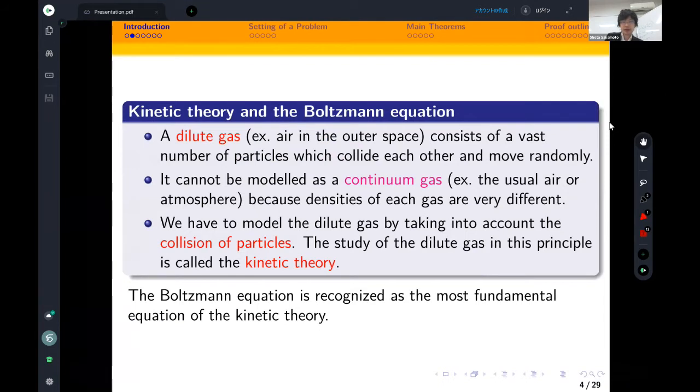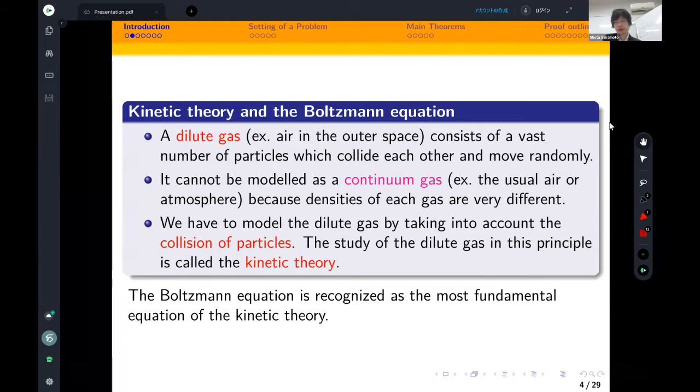A dilute gas, for example the air in outer space, which is about 80 kilometers away from the surface of the Earth, consists of a vast number of particles which collide with each other and move randomly. And it cannot be modeled as a continuum gas. The example of a continuum gas is usual air in my office or in your office, in your home, everywhere, or the atmosphere of the Earth, because the densities of each gas are very different.